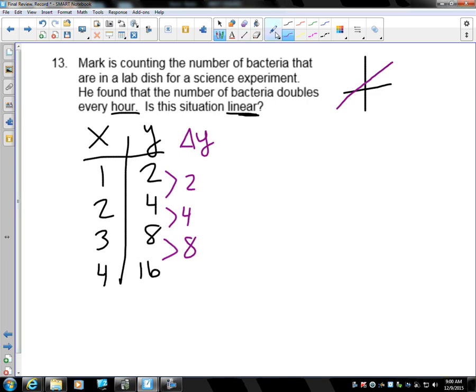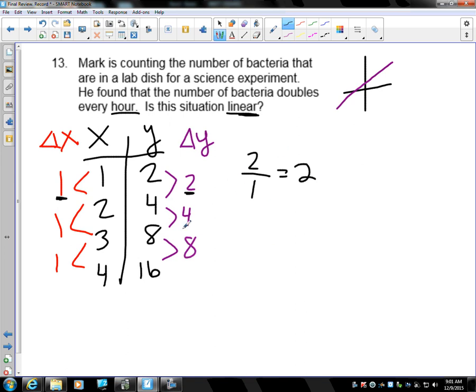Now let's look at the change in our x values. From 1 to 2 is 1. From 2 to 3 is 1. And from 3 to 4 is adding 1. So let's divide each pair of delta y and delta x. So my first delta y is 2. So 2 divided by my first delta x, 1, is 2.